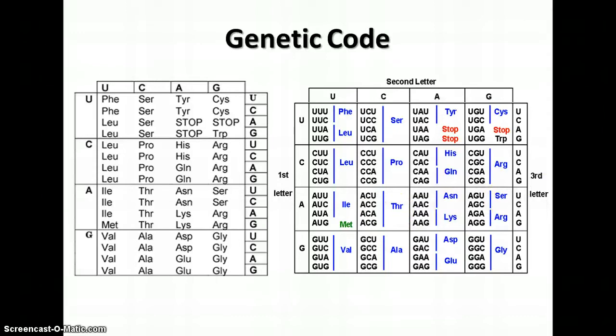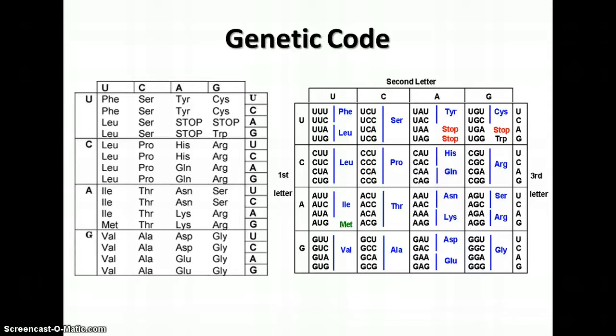Some codon charts will show you just the abbreviations for the amino acids. Others will show you the complete name. This chart over here works the same way, 1, 2, and 3. Please notice that some of these codes are stop. The stop codons are like the period at the end of a sentence. It means literally stop decoding right here. This is the end of the protein.